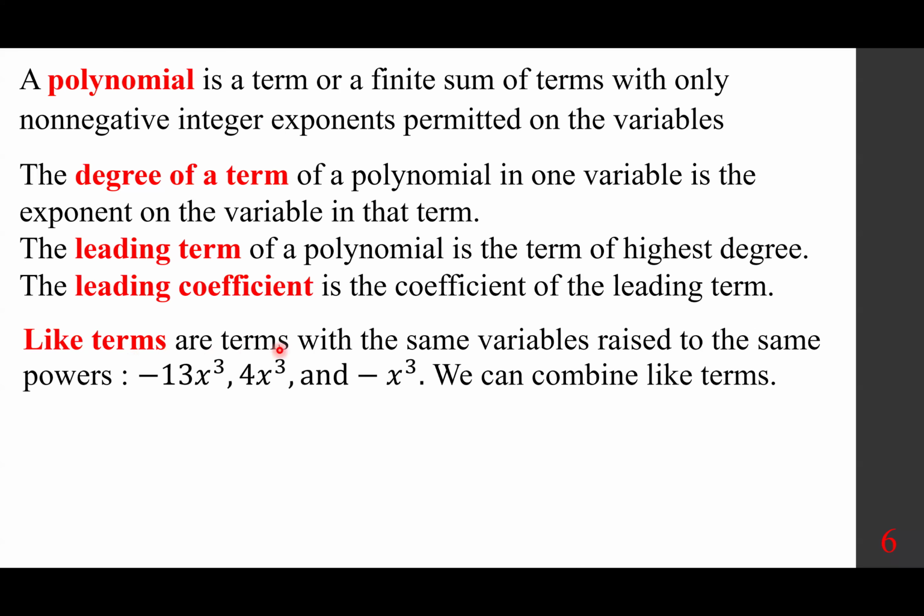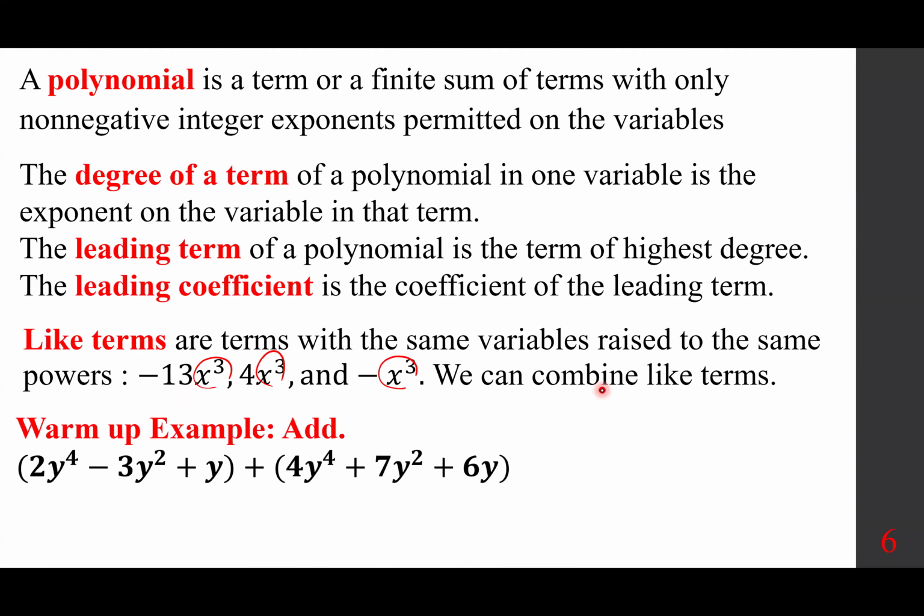Like terms are terms with the same variables raised to the same powers. Example: negative 13x cubed, 4x cubed, and minus x cubed. Notice they have the same variable and the same exponent, namely x cubed. In this case the coefficient is negative 13, in this case 4, in this case negative 1. We can combine like terms.